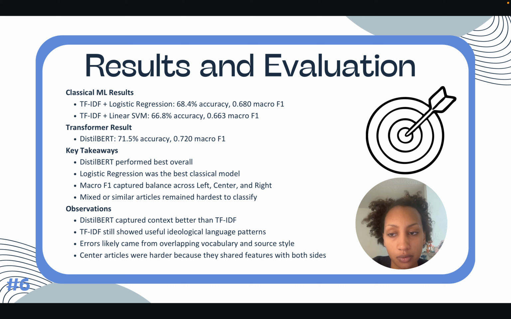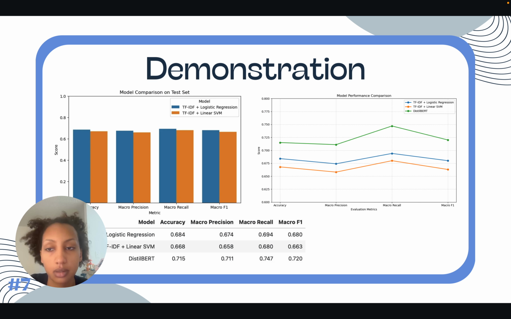We focused on the macro F1 since it balances the performance across the left, center, and right classes, as we discussed earlier, rather than favoring one. Overall, DistilBERT performed best. Logistic regression was the strongest classical model, and the main challenge was the distinction of similar or neutral articles as well. This is a quick visual of our performance across different metrics.